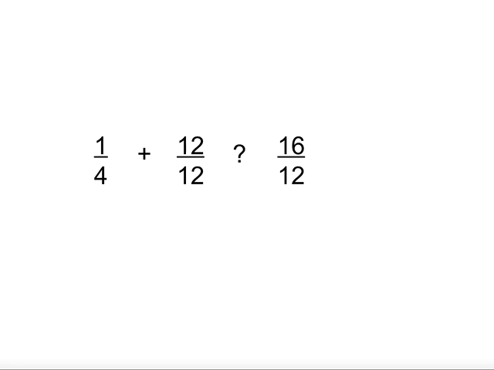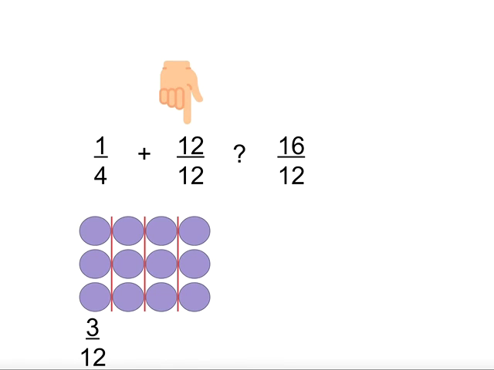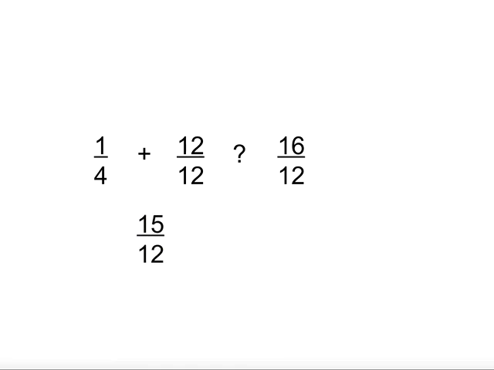Let's try another one. Here we have 1/4, and we are adding on 12ths. We can also think back to array diagrams where 12 and 4 are related. So here we have 3 rows of 4 dots, which is 12. I can see my quarters when I add lines like this. So 1/4 is 3 of 12 parts. Therefore, 3/12 plus 12/12 equals 15/12 altogether. Then we know that this is less than 16/12.